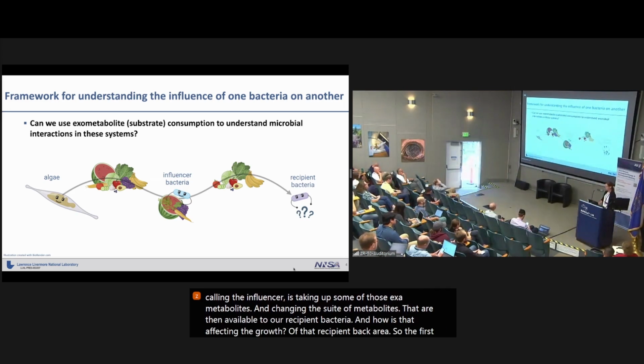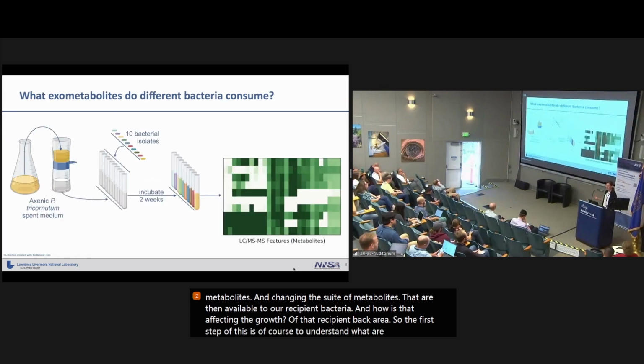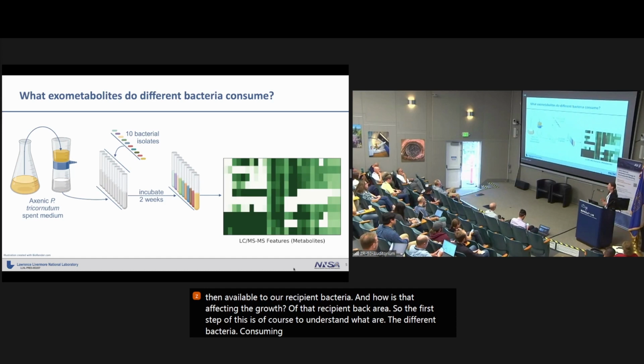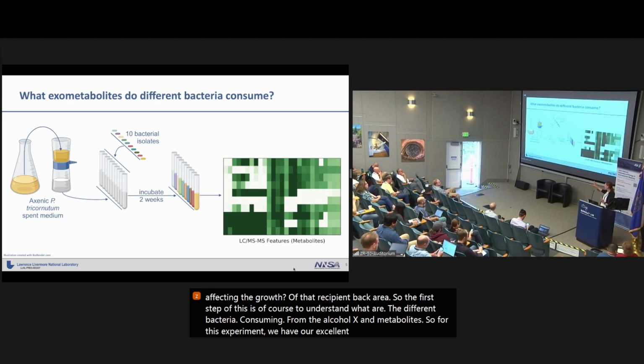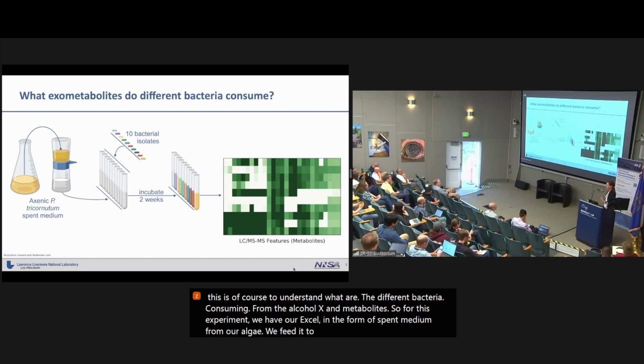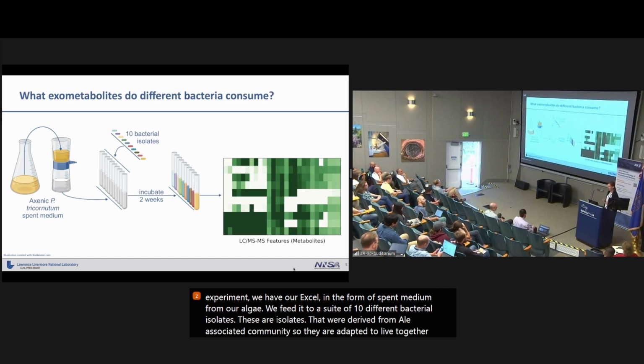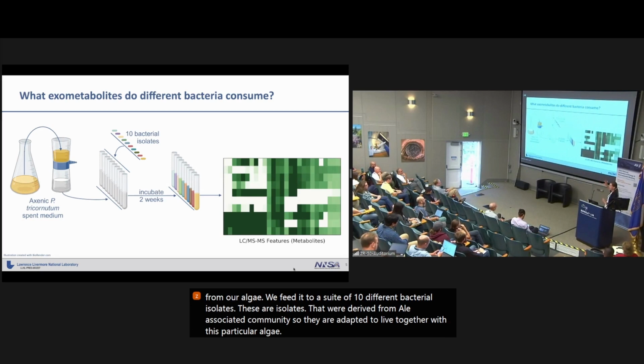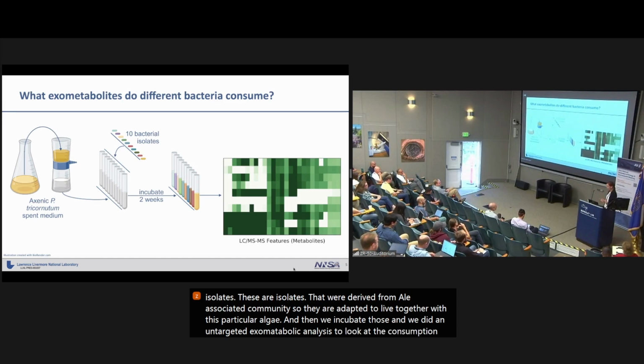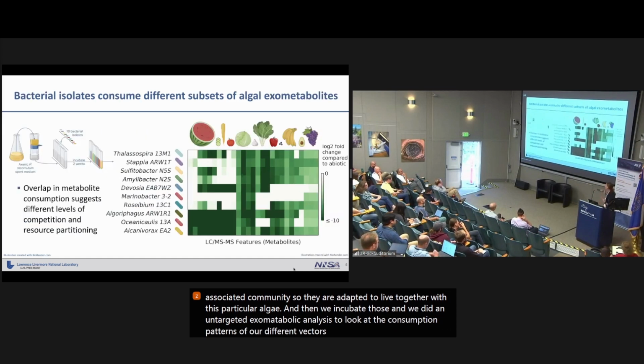The first step of this is, of course, to understand what the different bacteria are consuming from the algal exometabolites. For this experiment, we have our algal exometabolites in the form of spent medium from our algae. We feed it to a suite of 10 different bacterial isolates. These are isolates that were derived from an algal-associated community, so they are adapted to live together with this particular algae. Then we incubate those, and we did an untargeted exometabolomic analysis to look at the metabolite consumption patterns of our different bacteria. That's what we're looking at here.